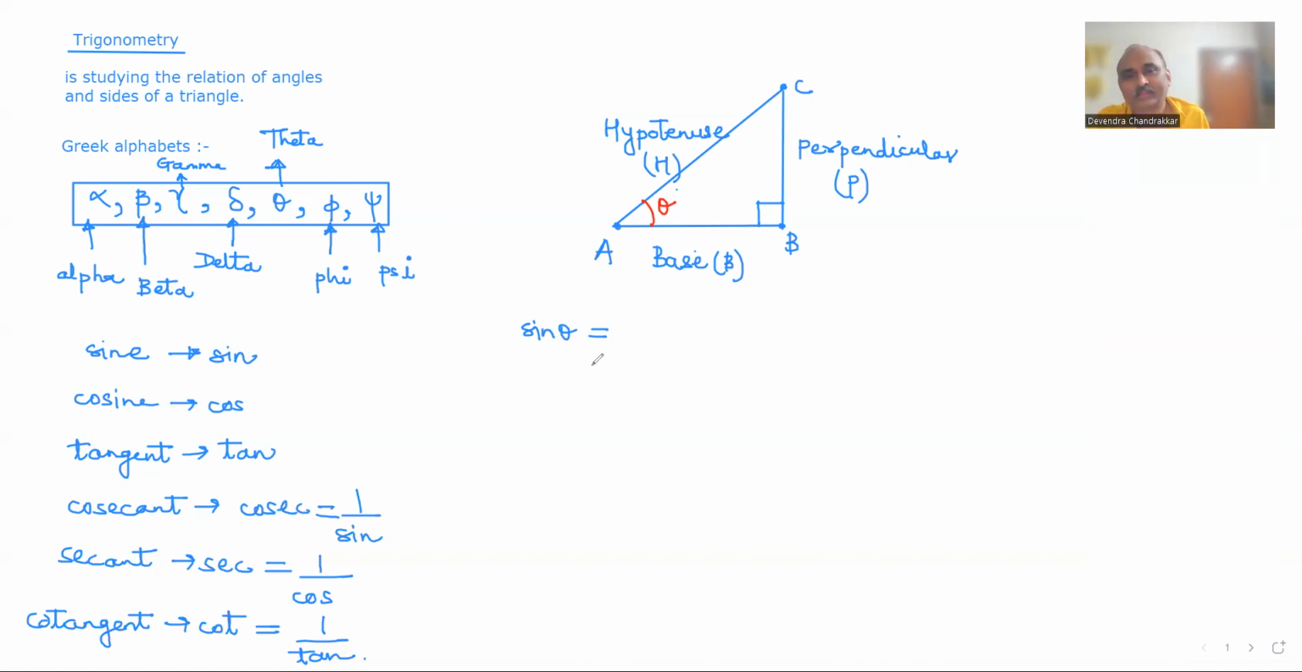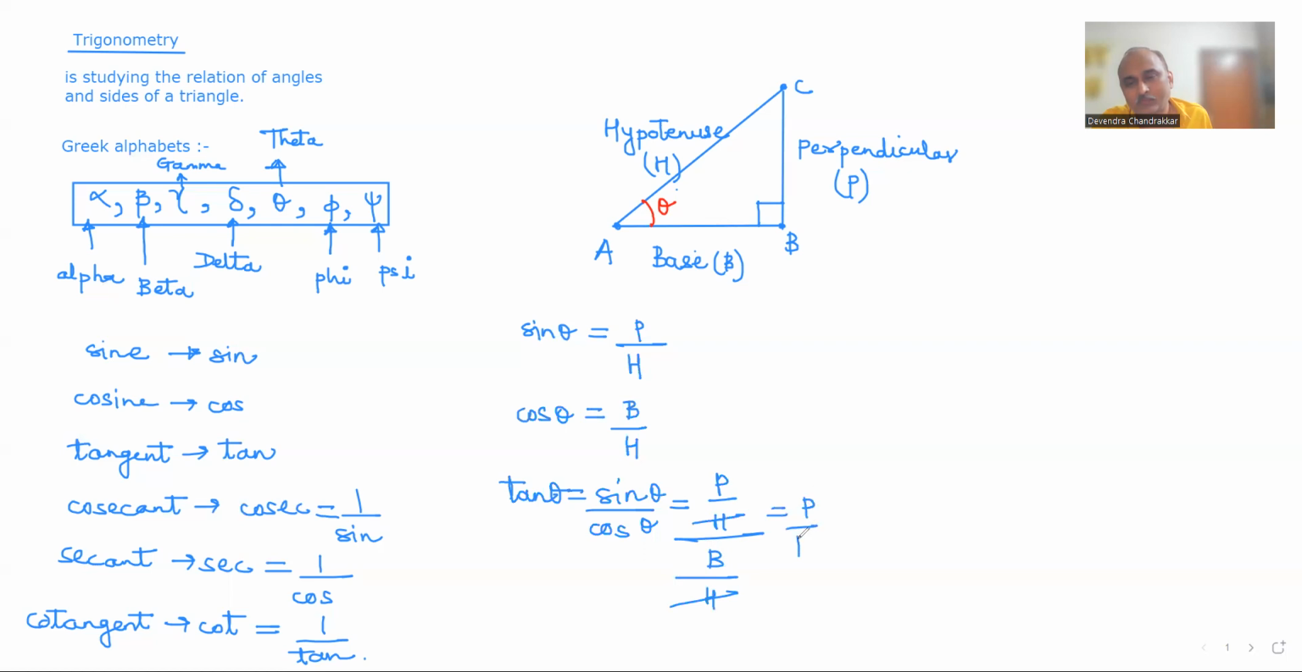Okay, so what is sine theta? Now, how are these functions given? Sine theta is perpendicular P upon hypotenuse H. Cos theta is given as the cos of the angle. This is the angle of the triangle, and we are mentioning it by theta here. So cos theta is base B upon hypotenuse H. Tan is sine upon cos. So tan theta is sine theta upon cos theta. If we do it here, it's P upon H upon B upon H. H and H cancel out. We are left with P upon base. Clear? Yes or no? Yes.